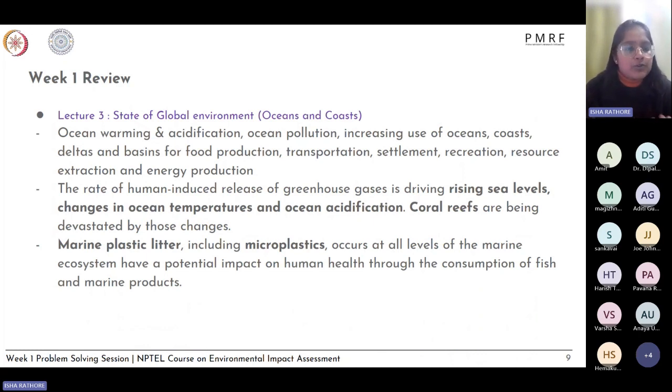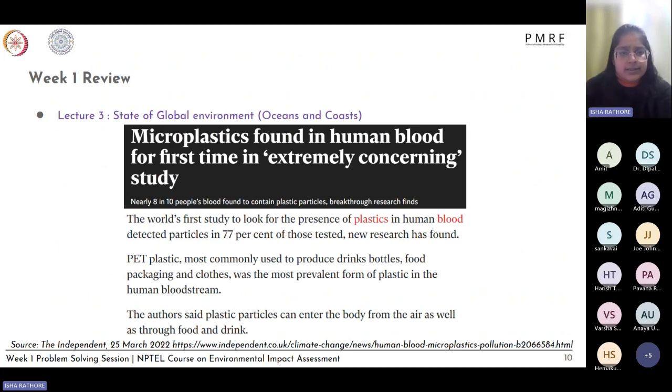We also looked at the problem of marine plastic litter, which is entering the marine ecosystem and has potential impact on human health through the consumption of fish and marine products which we have in our diet. This is a study which found that plastics in human food are being detected. 77% of those tested had microplastics in the blood of the participants. So microplastics have entered the human body, and this is an extreme concern.